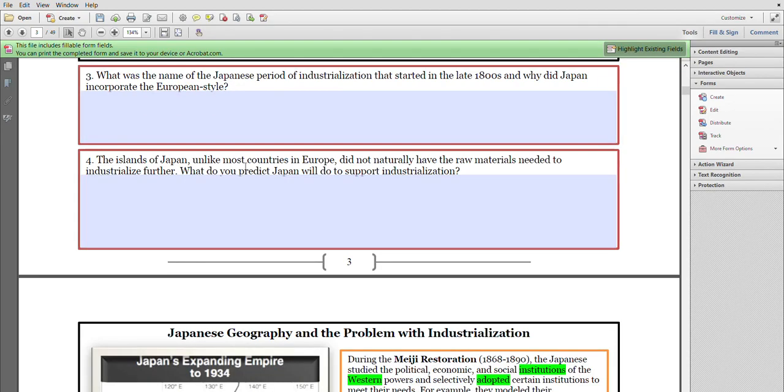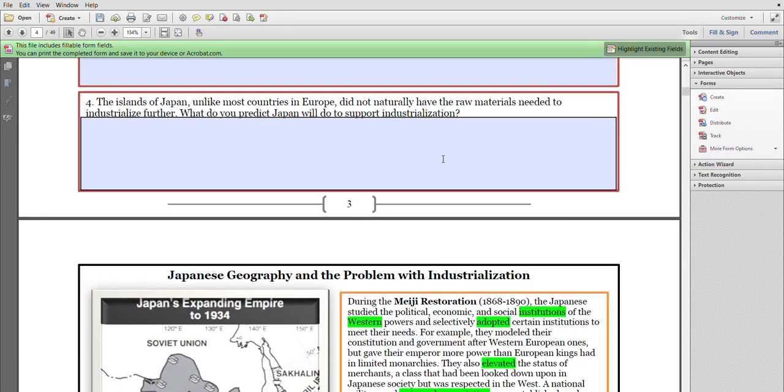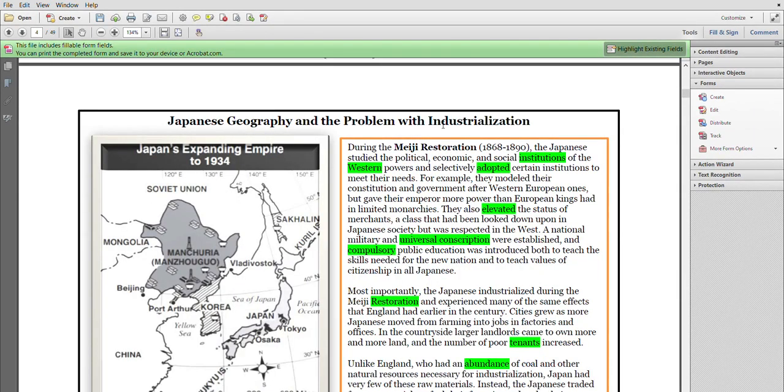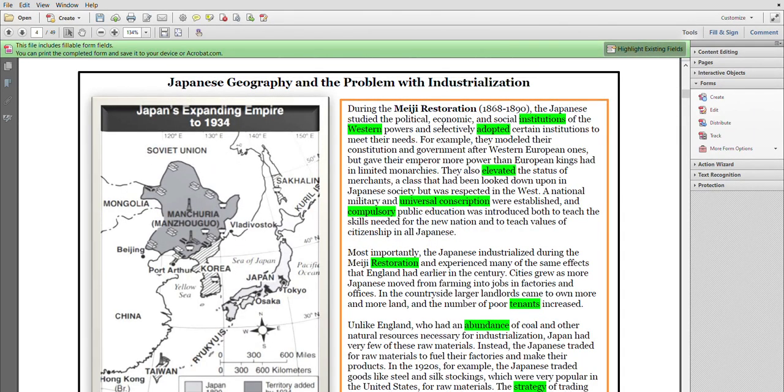The islands of Japan, for number 4. The islands of Japan, unlike most countries in Europe, did not naturally have the raw materials needed to industrialize further. What do you predict Japan will do to support industrialization? Where will Japan go to acquire those materials they need to industrialize further? Alright, you're going to make some inferences.